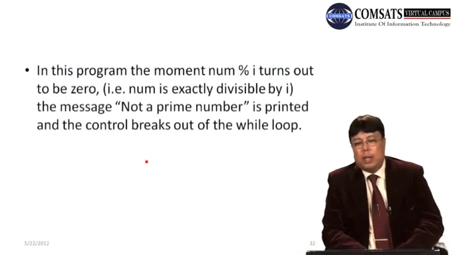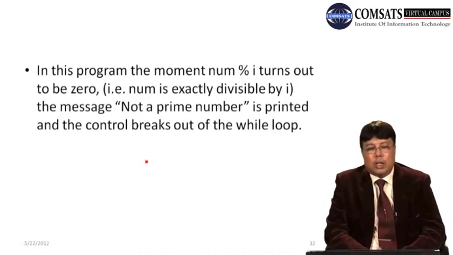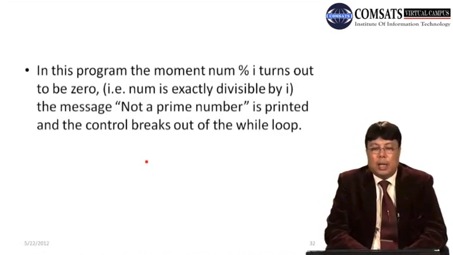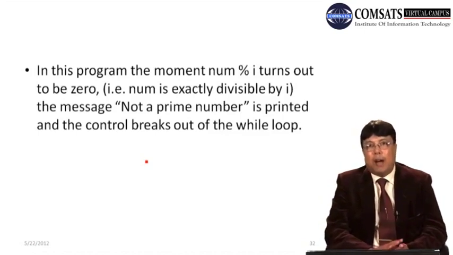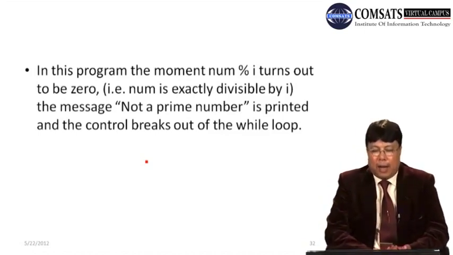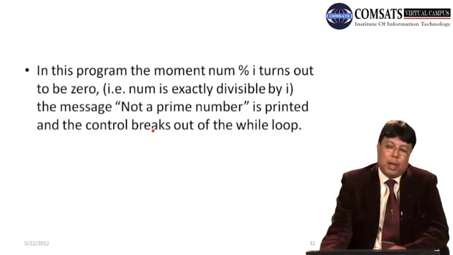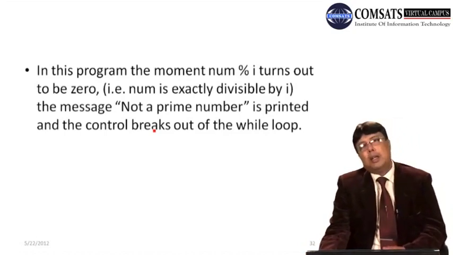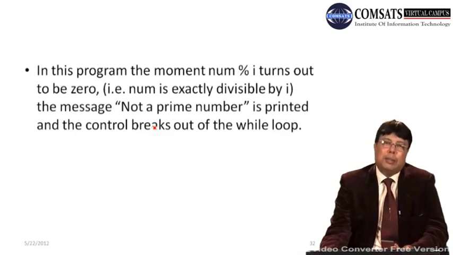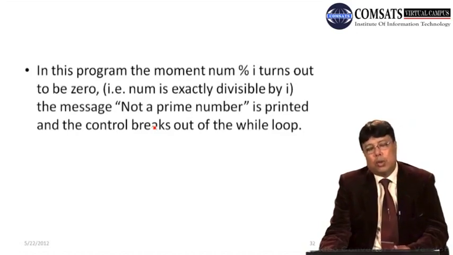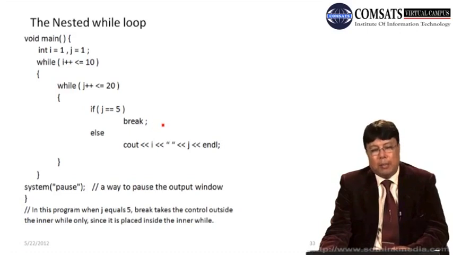In this program, the moment num % i turns out to be 0, that is, the number is completely divisible by that number, which determines that the number has a divisor. If the number has a divisor, it means that the number is not a prime number. But if the number does not have any divisor, the remainder will never be 0, meaning the number is not going to be completely divisible by that particular number, so it will always have a non-zero remainder, and you can determine that the number is a prime number.